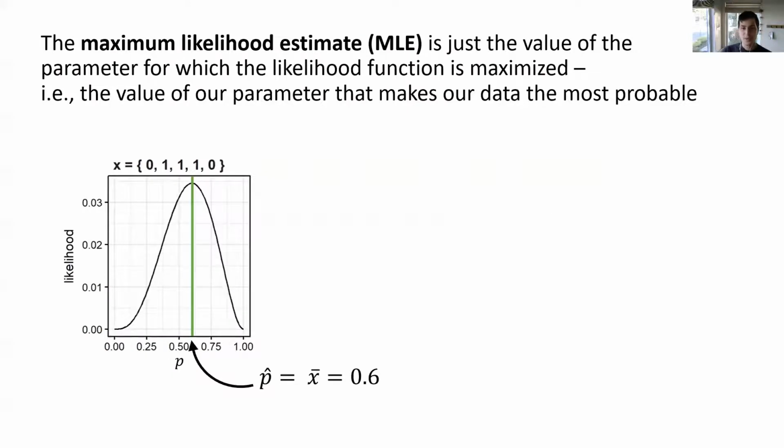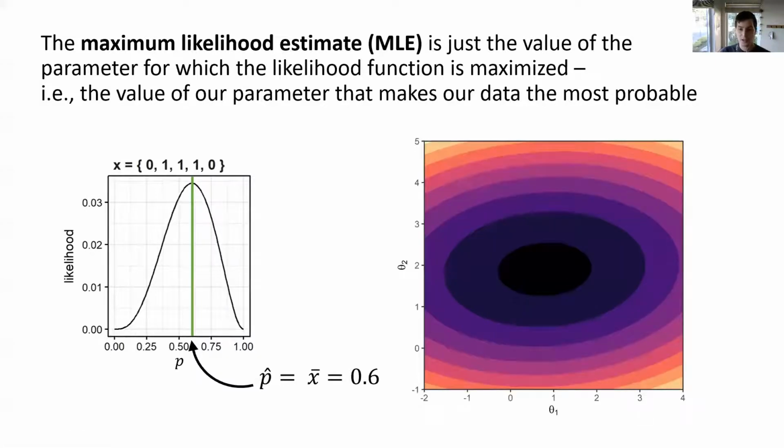All right, so by now you might have guessed where the maximum likelihood estimate is. It's just the value of a parameter for which the likelihood function reaches its peak. In the example we went through, the maximum likelihood estimate was p equals 0.6. This also extends to multiple parameters. Let's say, for example, that we have two parameters we want to find the maximum likelihood estimates for.